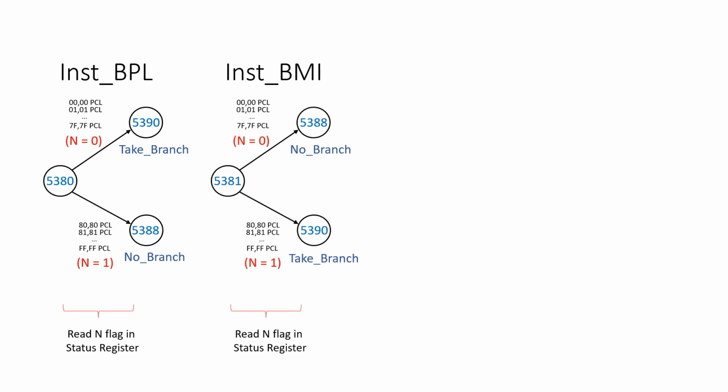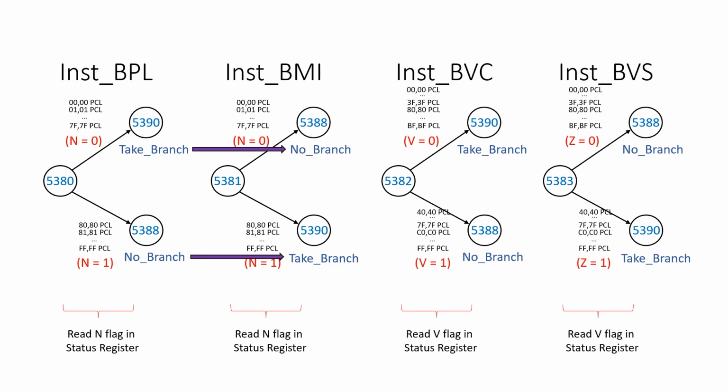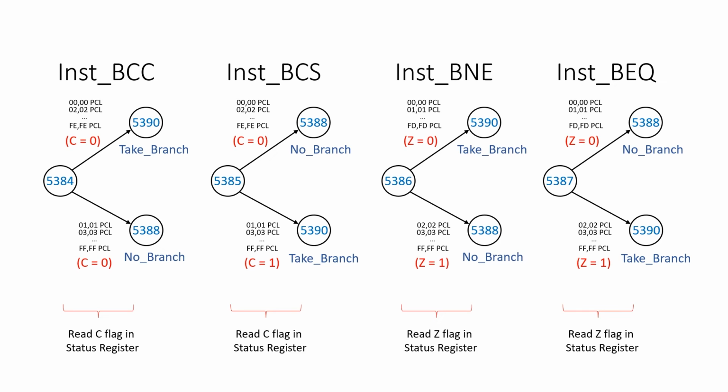The BMI instruction is very similar. We just swap the take branch to a no branch, and the no branch to a take branch. Then we just repeat this for overflow, carry, and 0. The only thing that changes is the status register bit that's tested, and of course, the rule number.